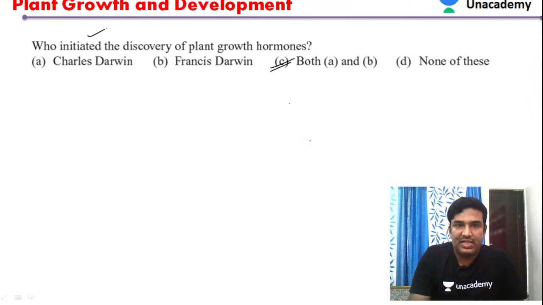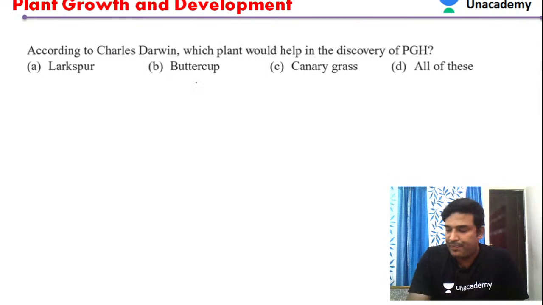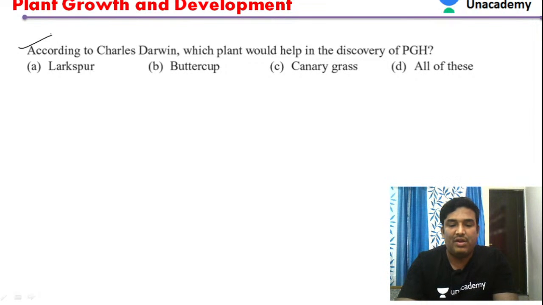Okay, so that is about this question. Let's note the next one. According to Charles Darwin, which plant would help in discovery of PGH? So which plant would help in discovery of this PGH? Okay, so discovery of PGH means plant growth.